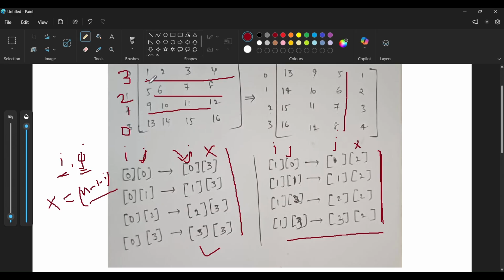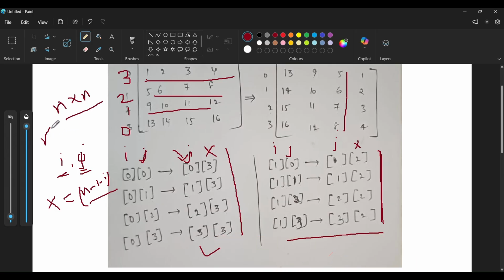Similarly, the value of x for the first row is 3, for the second row is 2, for the third row is 1, and for the fourth row is 0. So it follows a pattern based on the length of the matrix, which means n cross n, right? So n cross n, not just the length of the matrix, right?